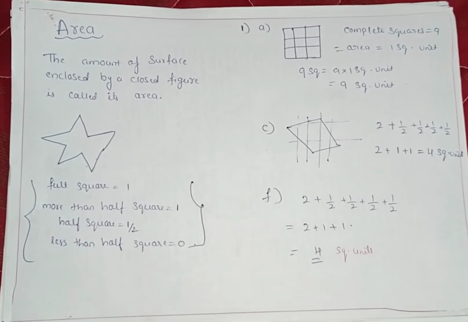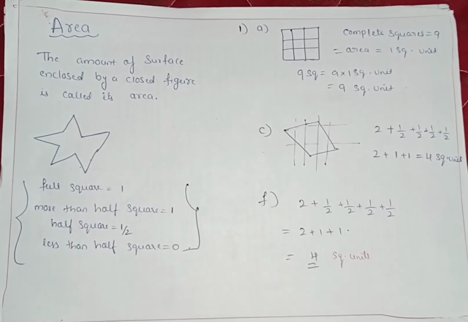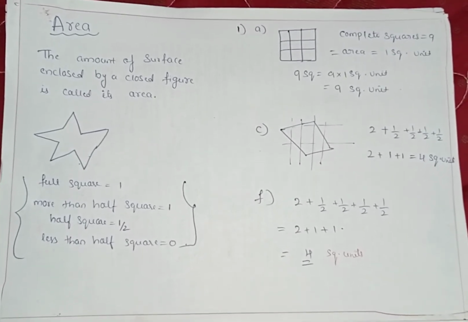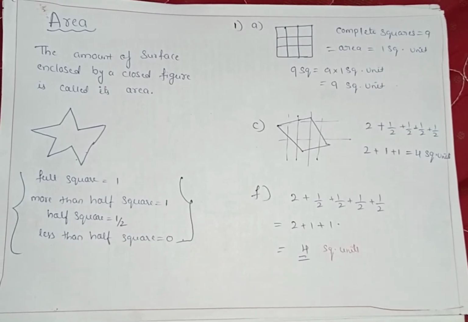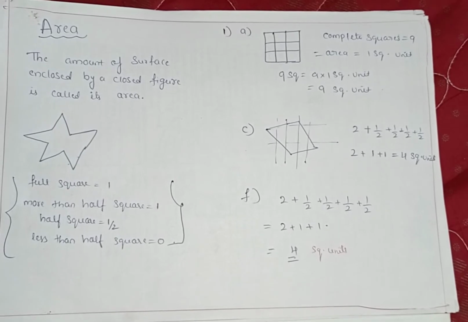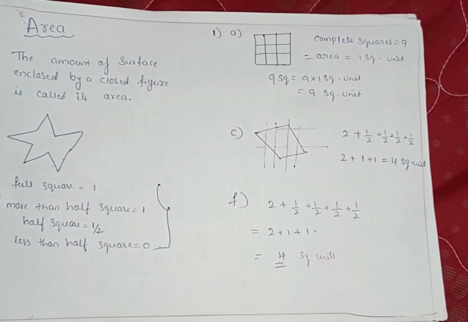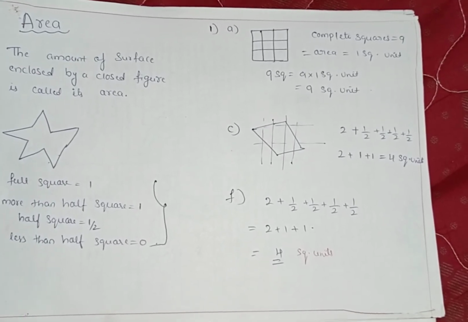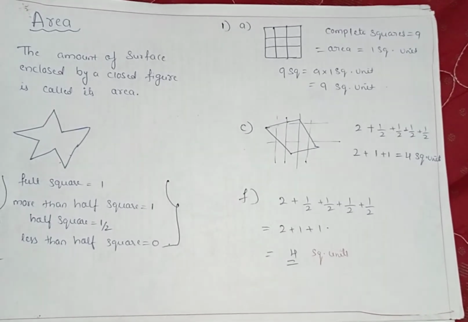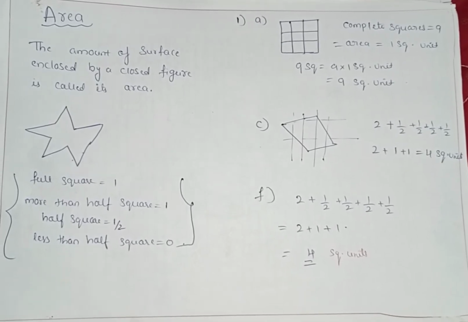Children, in the last video, what did we learn? Yes, we started the mensuration chapter, right? In the mensuration chapter, we learned some formulas and how to calculate the perimeter of a square, the perimeter of an equilateral triangle, and the perimeter of a rectangle, right? After that, what did we learn, children? We solved exercise 10.1, right?